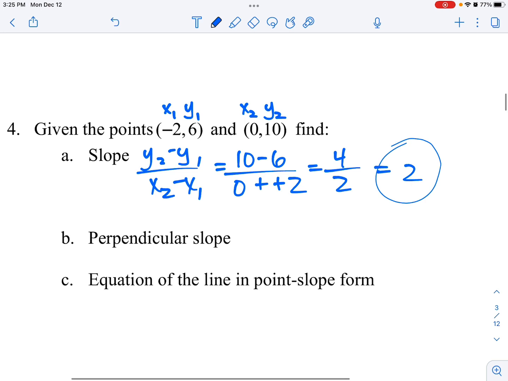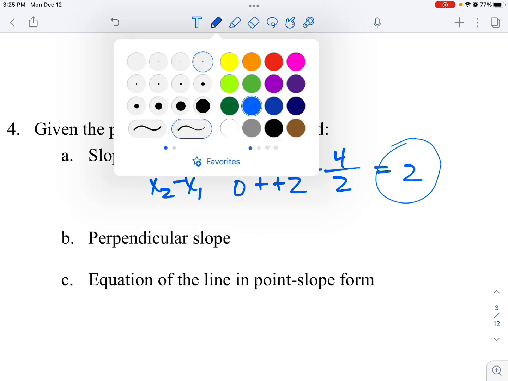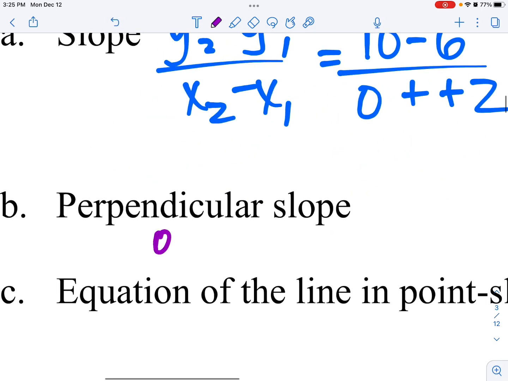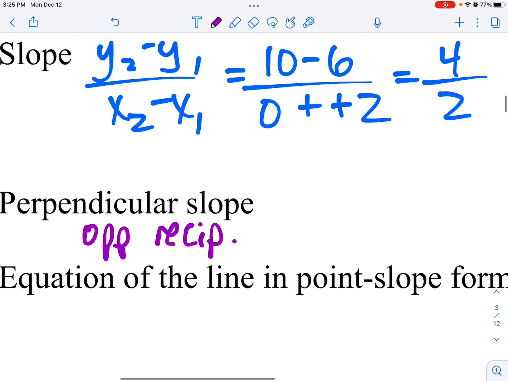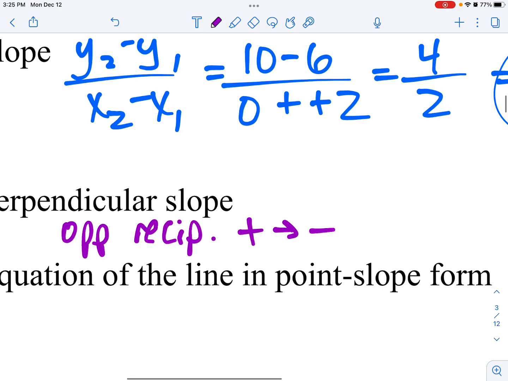Okay, sometimes it's a fraction. Remember, this was a chapter where we had a lot of fractions. It's okay. In this case, it's just 2. Okay, therefore, do you remember the perpendicular slope? Perpendicular means opposite reciprocal. Okay, so that means opposite sign, so plus changes to minus or minus changes to plus.